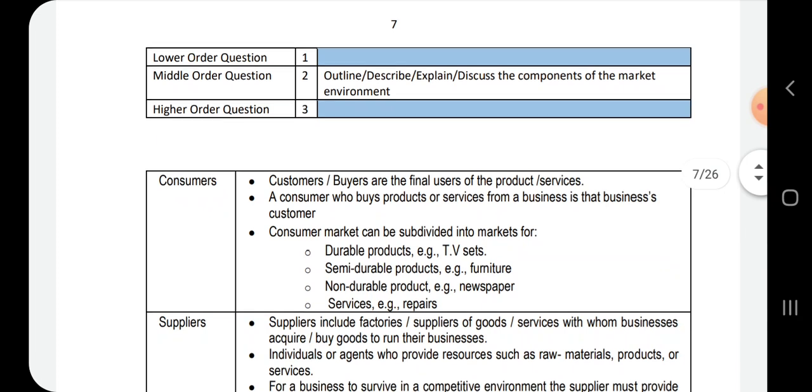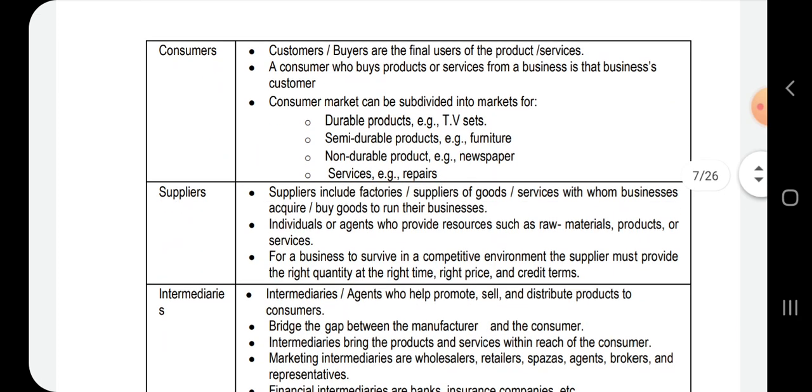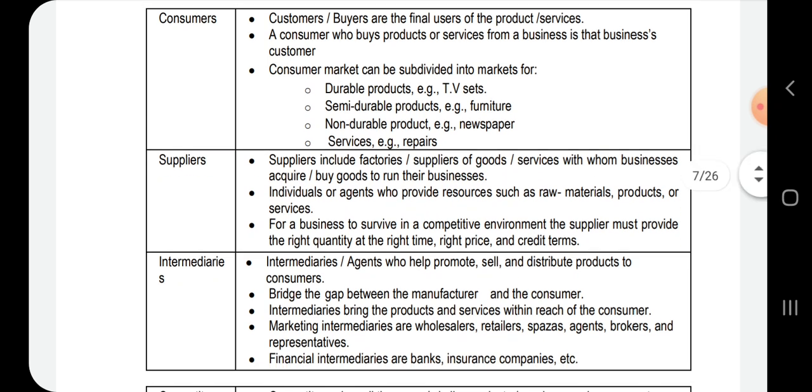other organizations. So for consumers, you will say consumers are customers, buyers that buy the finished product or services. A consumer who buys a product or service from a business is the business's customer. So the consumer market can be subdivided into markets for durable products, semi-durable, non-durable, and services. You know the durable, semi-durable if you do economics. If you don't, I have an economics video, introduction to economics, so go check that out.